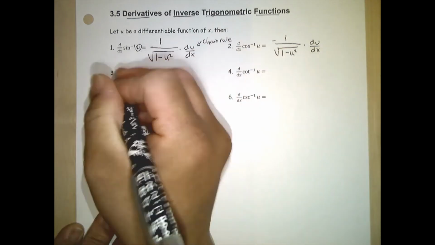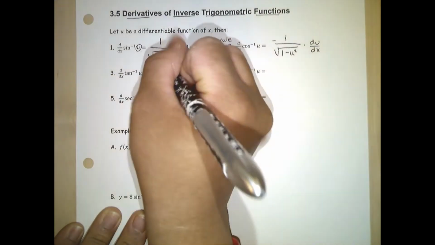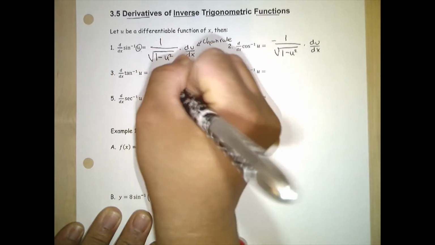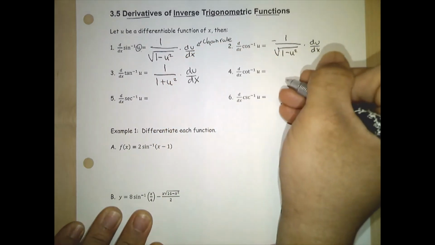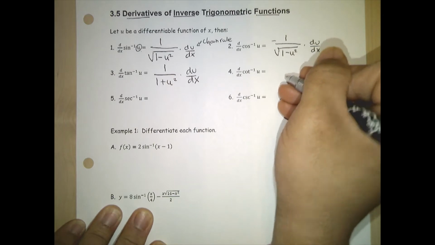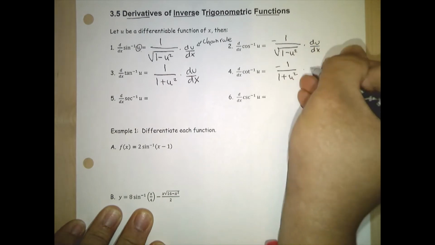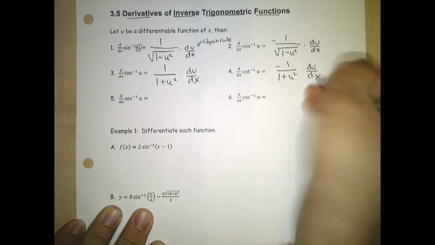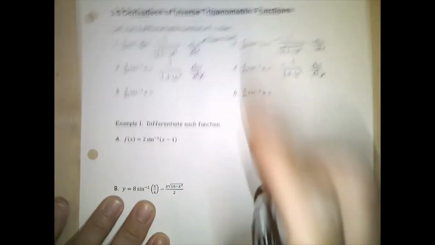Alright, so the derivative with respect to x of the tangent inverse of u is 1 over 1 plus u squared times du/dx. And similarly, the derivative with respect to x of the cotangent inverse of u is negative 1 over 1 plus u squared times du/dx. So again, these two are the same, except this one is negative.